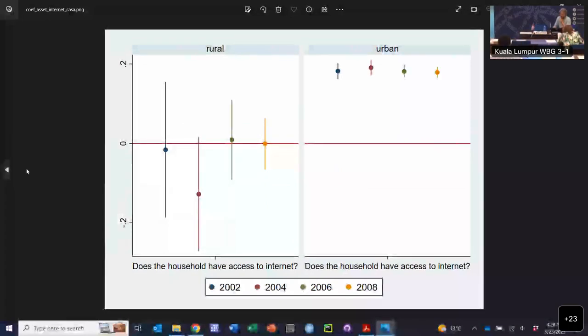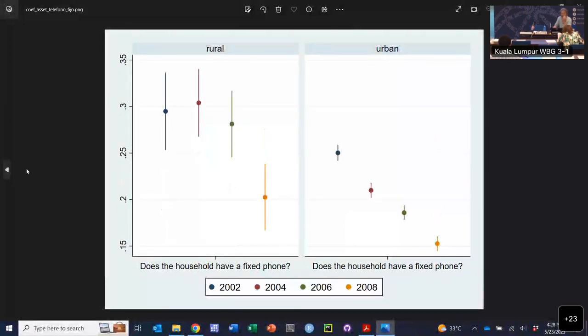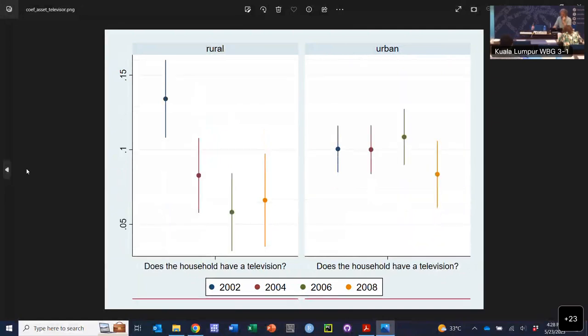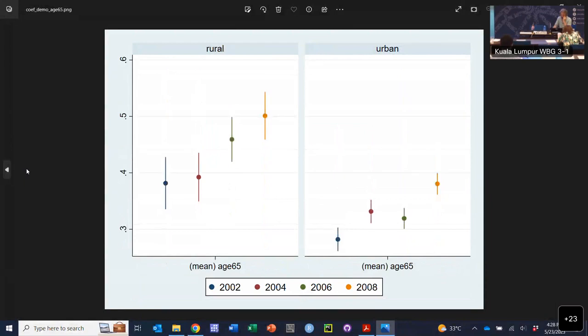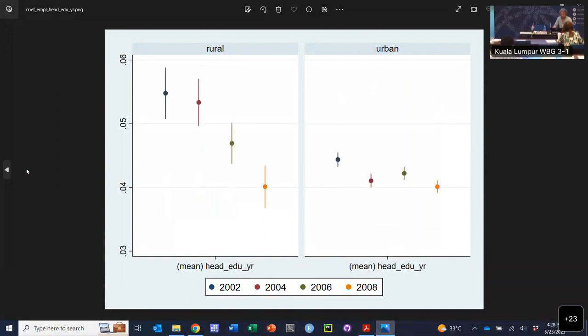Does the household have access to the internet? That's reasonably stable. Washing machine, like fridge, is reasonably stable. Fixed landline is far from stable. Television, reasonably stable. Share of pensioners is going up in both, so there's a premium on being older in Brazil, maybe because they're getting pension income. Being a single-person household is very stable in rural, and that effect is coming down a bit in urban. Education: this is the regression coefficient on years of schooling, approximately the returns to education, and especially in rural Brazil it has come down a lot. So this is just Brazil, to give you a flavor.